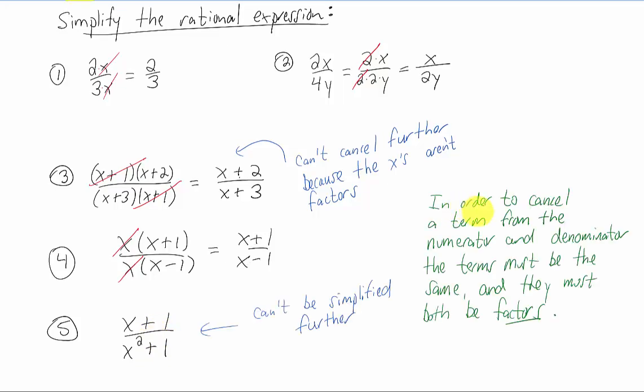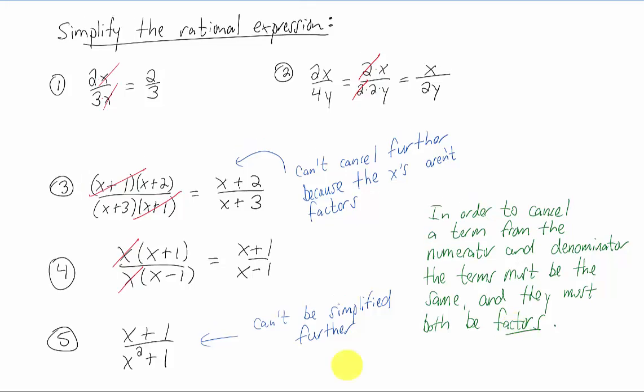So in general, in order to cancel a term from the numerator and denominator, those terms must be the same, and they have to both be factors of their respective numerator and denominator. In other words, they have to multiply every single term in the numerator or every single term in the denominator. Let's just look at a couple more examples.